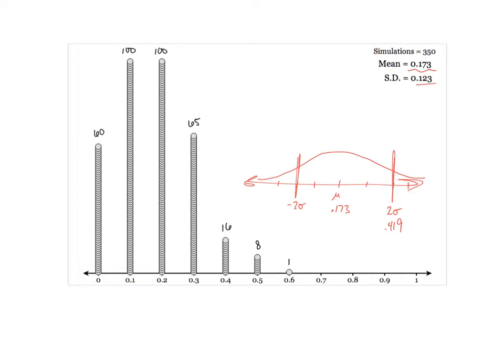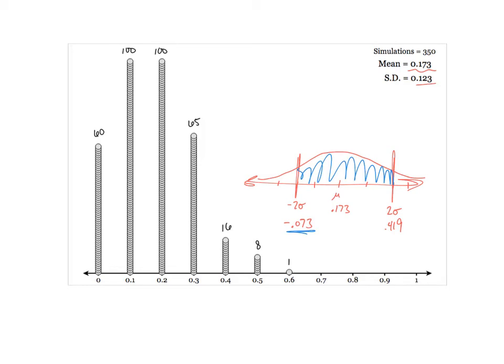I could take the 0.173 and subtract 0.123 twice. This number is interesting because it's impossible to get a negative number of sixes, right? That's not possible. So in a realistic experiment, this can't be done. We're saying that we're willing to accept any results that are less than 0.419 if we were just looking at normally distributed data.